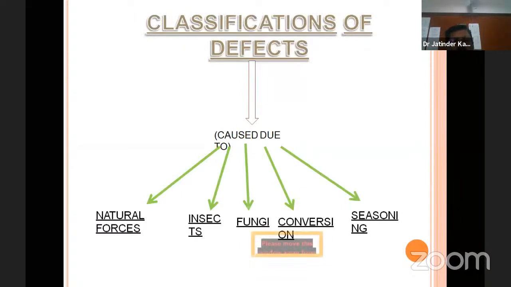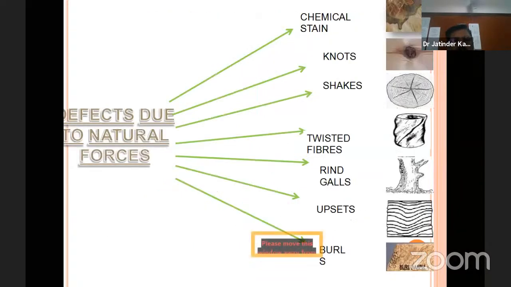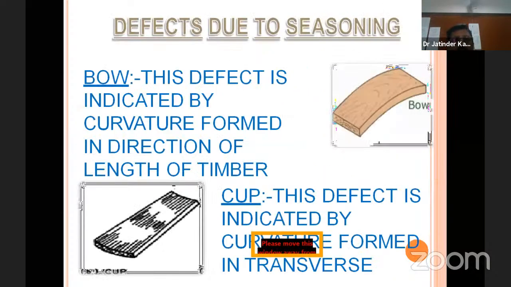So defects in timbers, these questions are generally asked in vivas. So what is the classification of defects, right? So what are the defects in the wood? How are these defects removed? What is seasoning of wood, right?